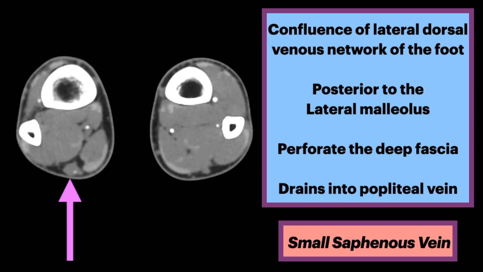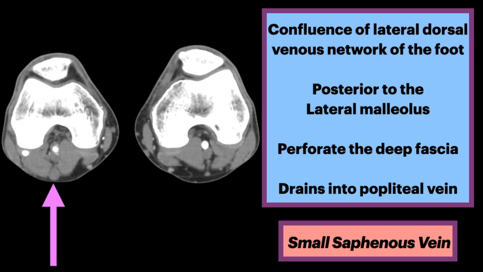From its origin, it courses around the lateral aspect of the foot and runs along the posterior aspect of the leg with the sural nerve, where it passes between the heads of the gastrocnemius muscle and is directed superiorly in the subcutaneous tissue of the calf, perforating the deep fascia. Lastly, it drains into the popliteal vein.